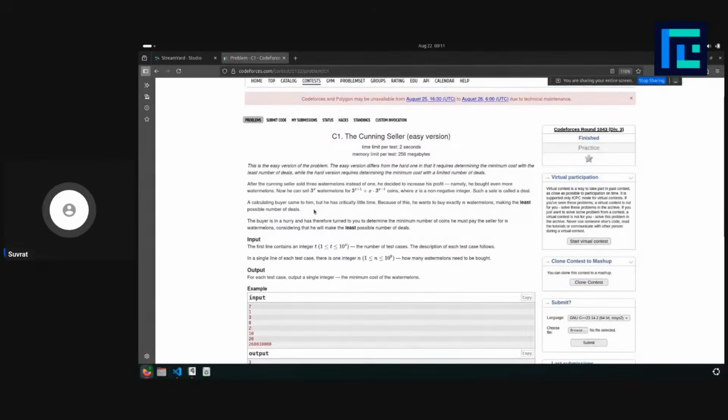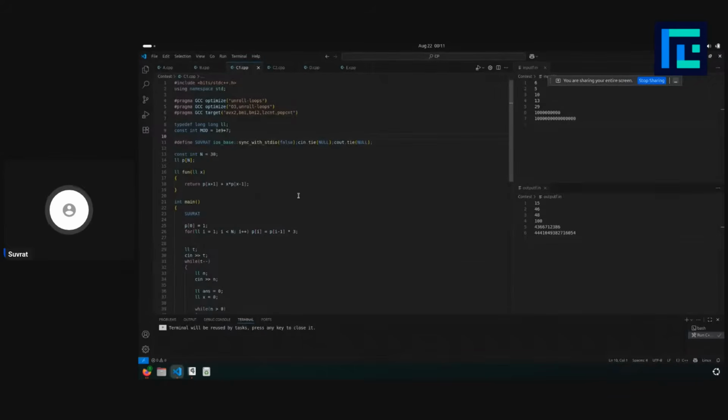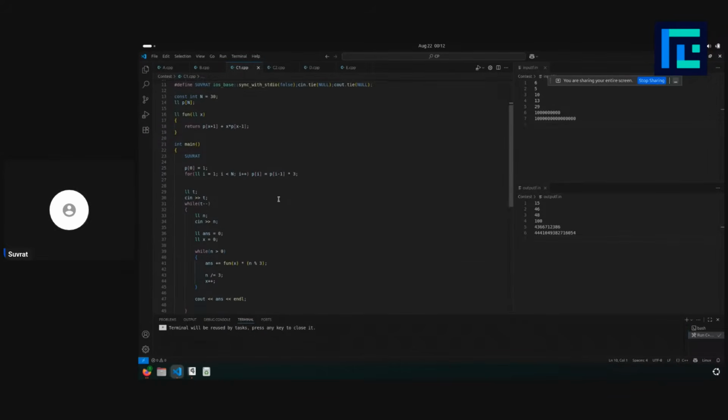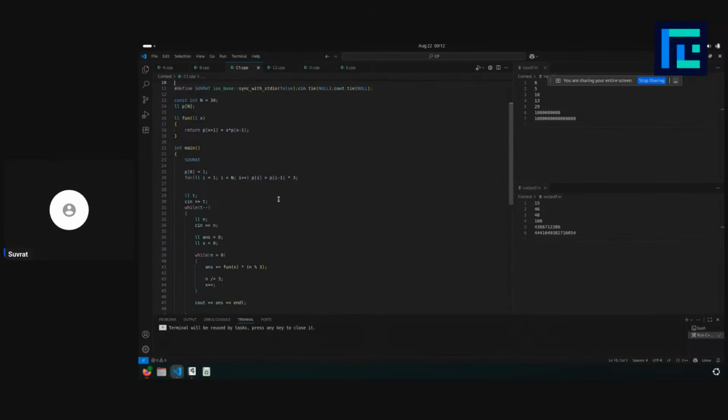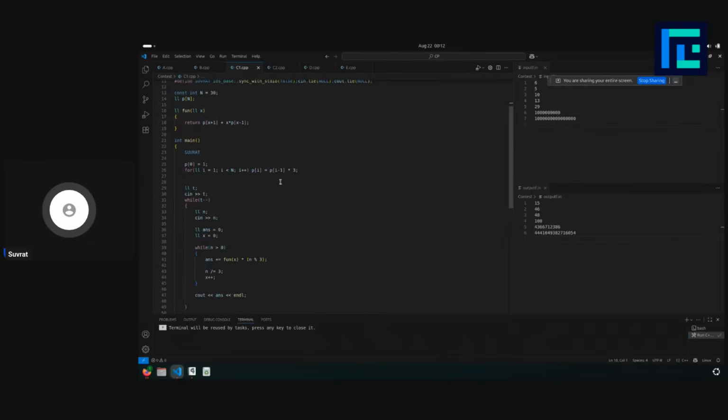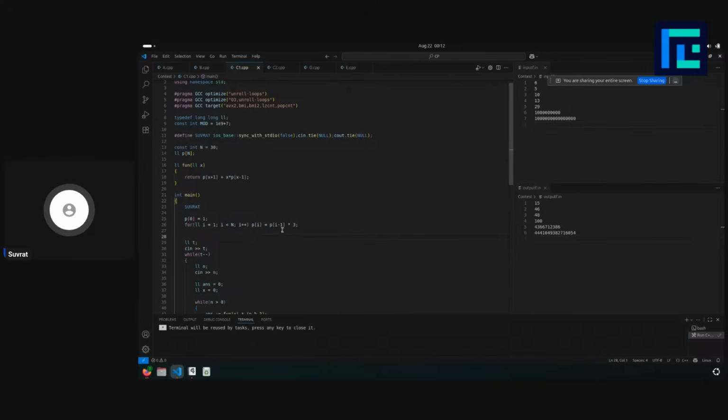So that was the solution for this question. Let me show you guys the code. Basically I've defined a simple array with the name p, which holds the powers of 3. Basically p of 0 is 3 to the power 0 and p of i is 3 to the power i.